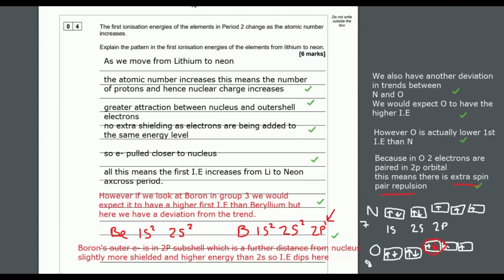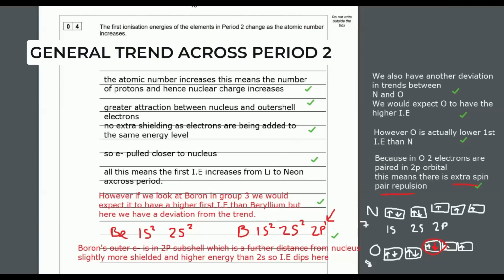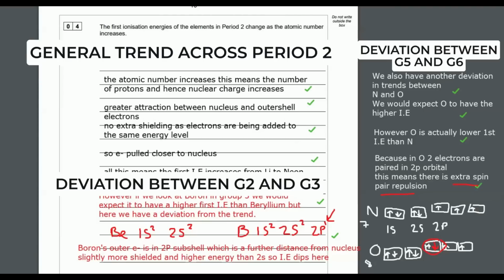There we go. This would get you all 6 marks. You've covered all 3 things. So the way the 6 marks were weighted, we needed general trend, deviation between 2 and 3, and then deviation between group 5 and 6.